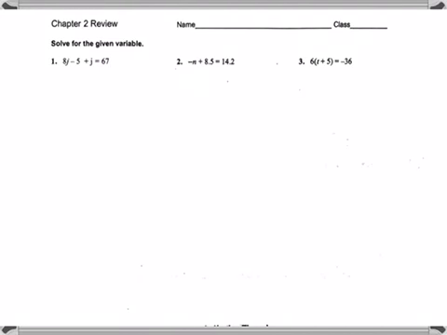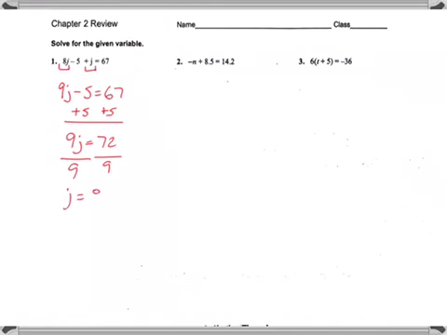Chapter 2 Review Key. Question 1, we have 8j minus 5 plus j equals 67. First step, we want to combine like terms. So 8j and positive 1j become 9j minus 5 equals 67. Then we'll add 5 to both sides. We've got 9j equals 72. We'll divide by 9. And we get j to equal 8.